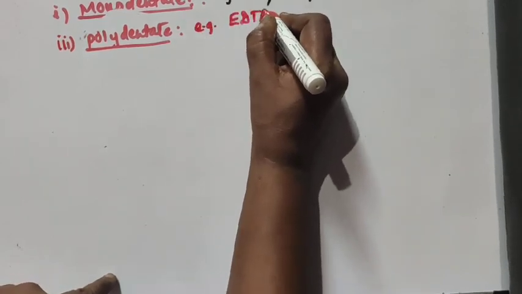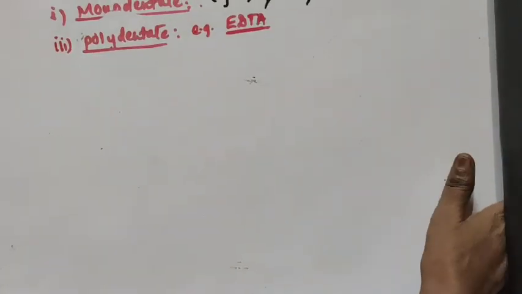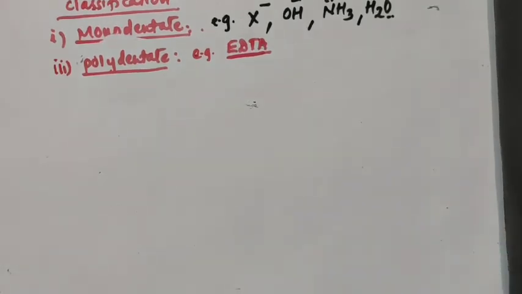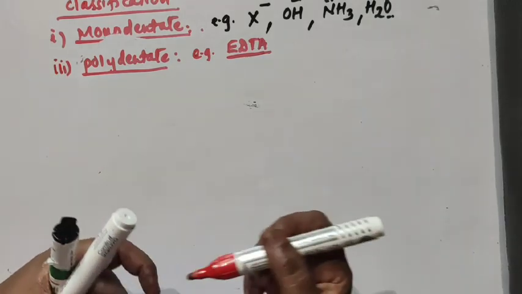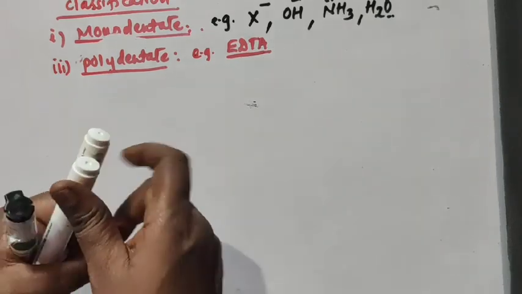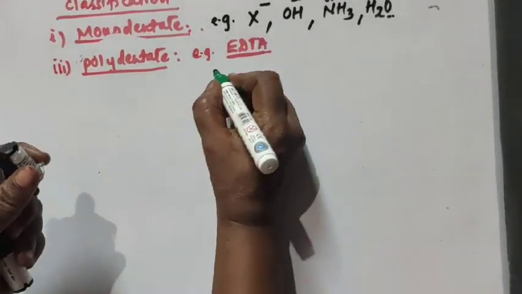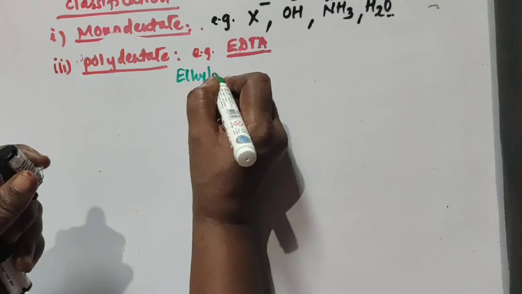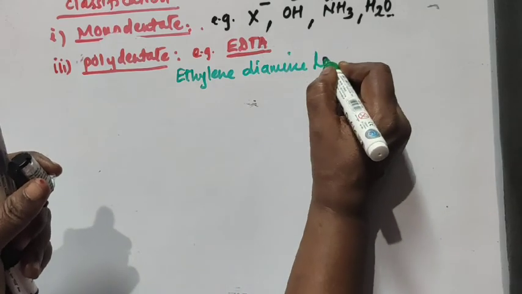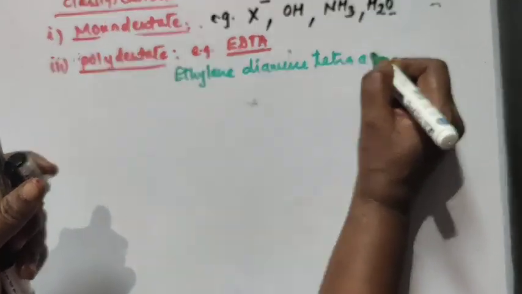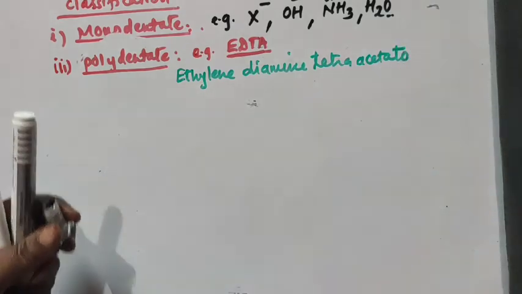Question may be on classification of ligand. You will get different compounds, and you are supposed to classify these compounds in a particular class, to identify whether it is monodentate or didentate or polydentate. So EDTA, what is the name? Ethylene diamine tetra acetate ion. I'll write the name also: ethylene diamine tetra, A for acetate ion here.